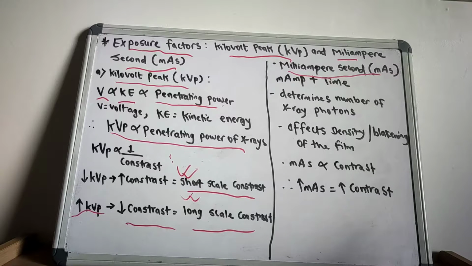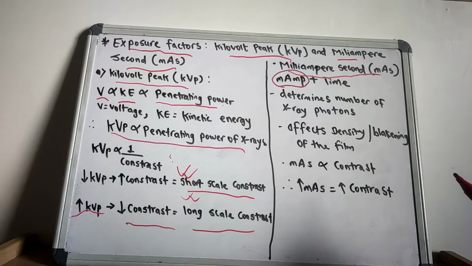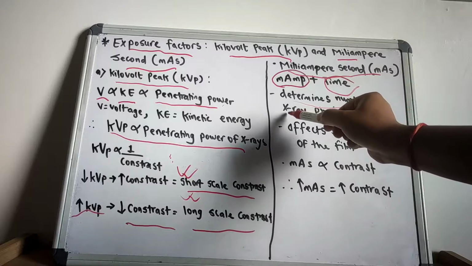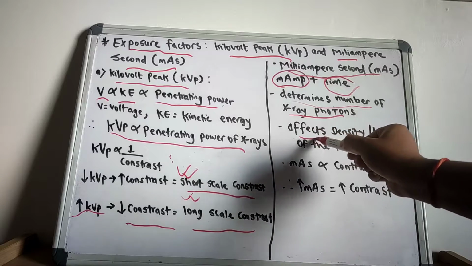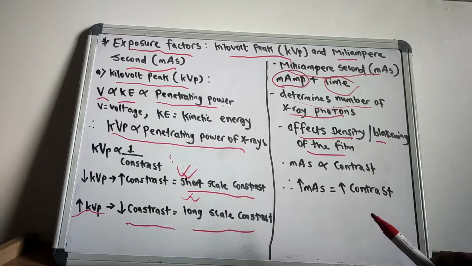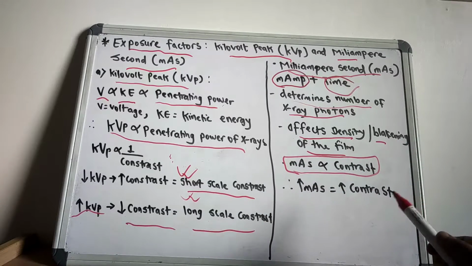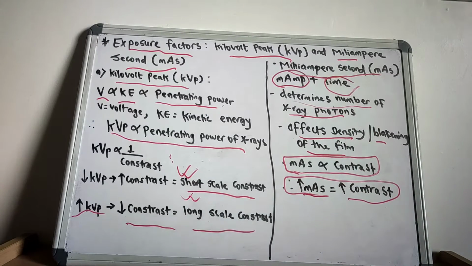The milliampere second is the combination of the milliampere, the current passed through the cathode filament, and the time of exposure. It determines the number of X-ray photons in the X-ray beam. It also affects the density and blackening of the film. The milliampere second is directly proportional to the contrast of the X-ray film. It means if the milliampere second is increased, there will be increased contrast.